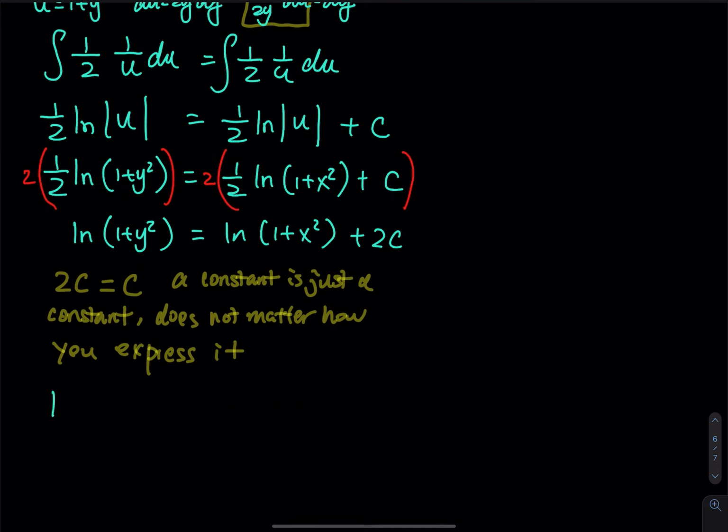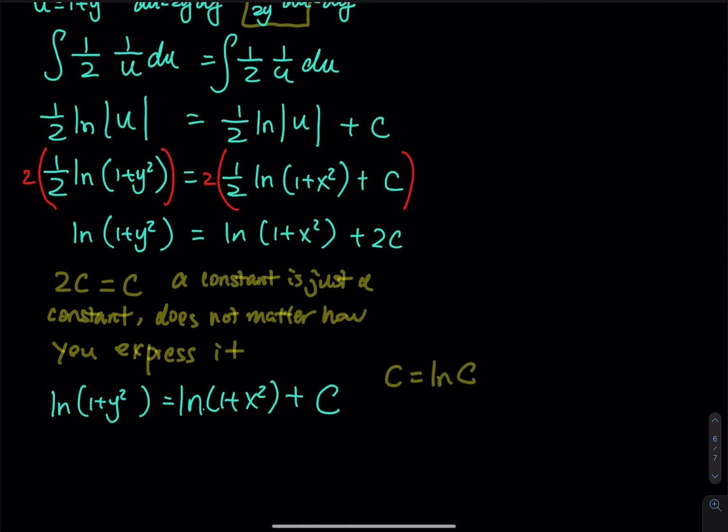And then I continue: ln(1 plus y squared) equals ln(1 plus x squared), and then you add the 2c to it. So the 2c is just a c, right? And then I want to do one more thing. I want to combine the c with the ln, and here is another magic. I will just let c equal ln c.